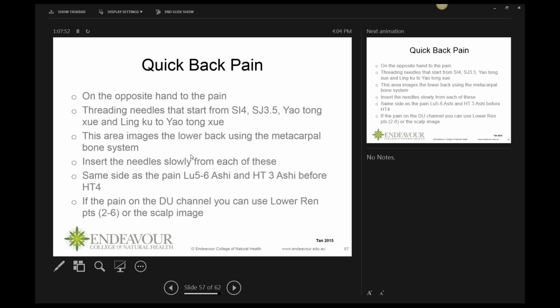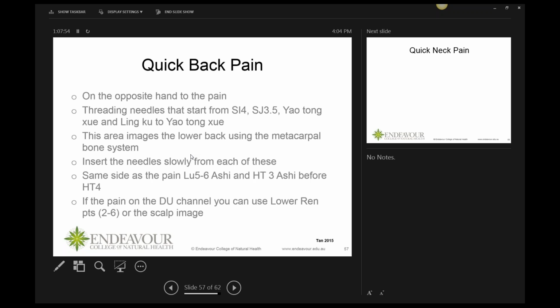But if the pain's actually on the spine, he said you can either use the lower Ren points, from like 2 to 6, or that scalp image that's included there. So having used a few of these points, particularly good for lower back pain. Used them on a few patients in the clinic.